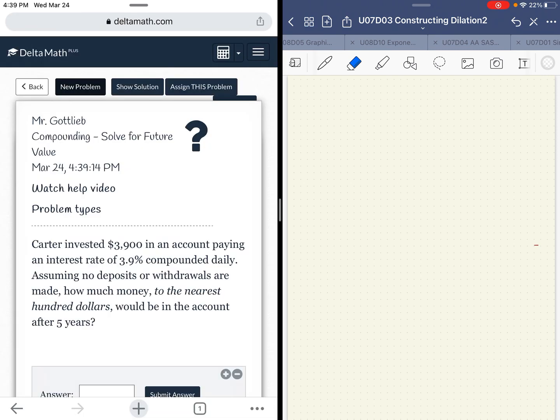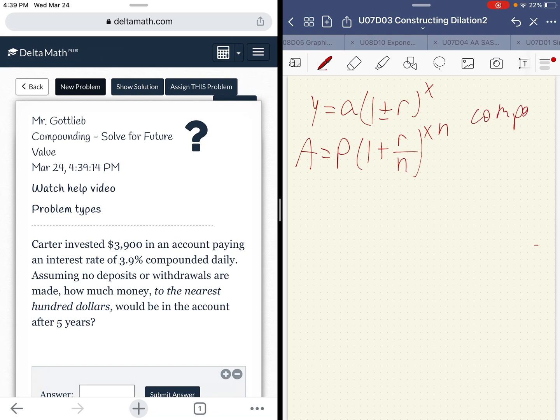So if we start with compounding for future value, this problem has an example that is compounded continuously, which I will do second. So I'm going to try and find one that's compounded daily. There's a similar formula to the one we're used to. We're used to y equals a to the 1 plus or minus r to the x power. Now this formula could also be written as A, meaning our final amount, is equal to P, which is our principal amount or starting amount, times 1 plus r over n to the xn power. And when this happens, this is called the compound interest formula.